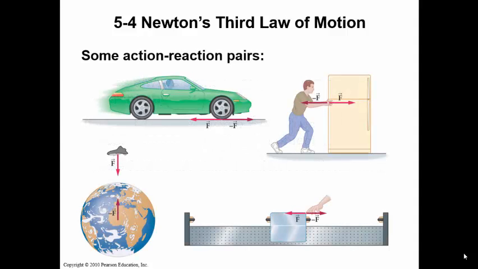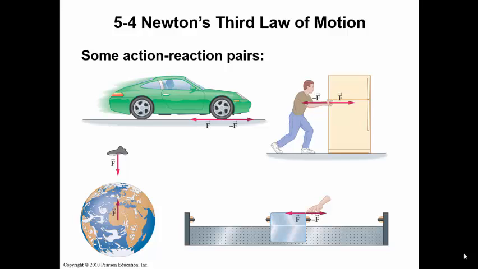Let's look at some examples. Suppose you're driving down the road. How does that work? Well, your tire is rotating, and as it rotates backwards, it pushes on the ground in the backwards direction with F, and the ground pushes equal and opposite with negative F in the opposite direction.